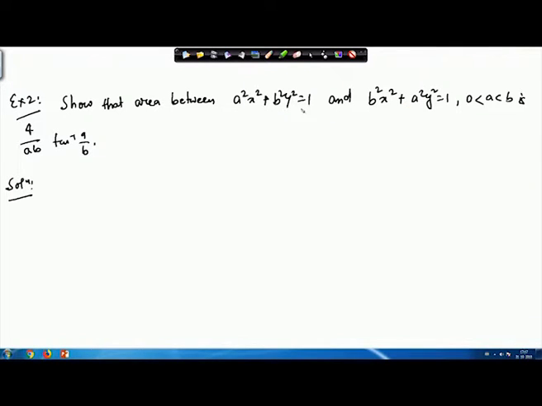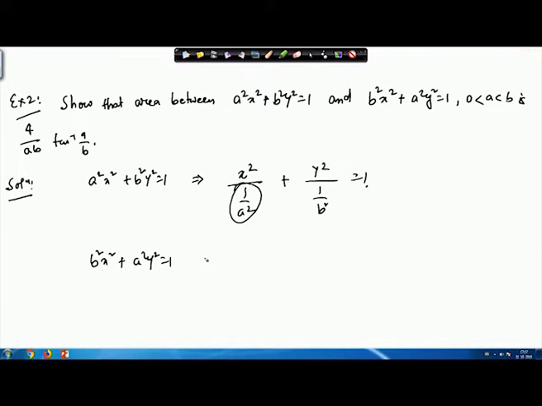So it's pretty much obvious that if we can write it as a² x² + b² y² = 1, then from here it will be x²/(1/a²) + y²/(1/b²) = 1. So this will basically be the square of the length of the semi-major axis and the square of the length of the semi-minor axis. Similarly, we can write this one as the equation of another ellipse.